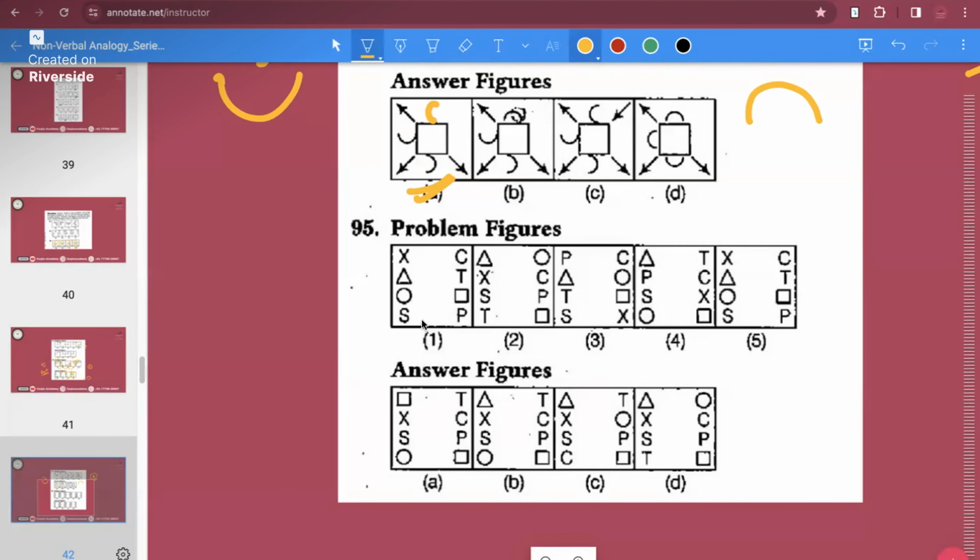Guys, did you observe something? Option D, sir. This and this are the same. Yeah, just now I observed. So this and the option answer should be the same. Which one looks like this? Option D. Thank you so much. Guys, good observation. Sharp, hawk eye.